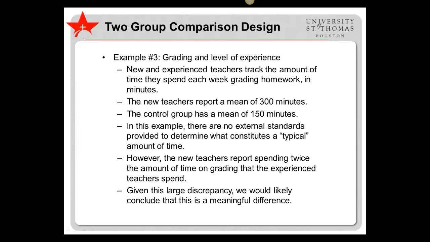Now let's look at a third example, grading and level of experience. New and experienced teachers track the amount of time they spend each week grading homework in minutes. The new teachers report a mean of 300 minutes. The control group has a mean of 150 minutes. In this example, there are no external standards provided to determine what constitutes a typical amount of time. However, the new teachers report spending twice the amount of time on grading that the experienced teachers spend. Given this large discrepancy, we would likely conclude that this is a meaningful difference. New teachers are spending much more time on grading than experienced teachers spend.